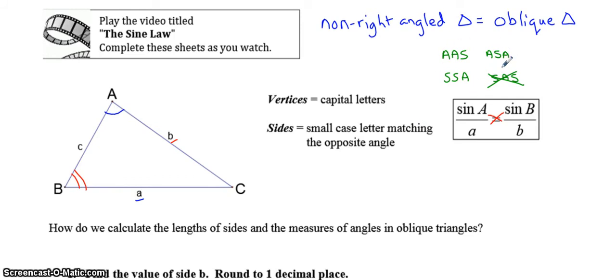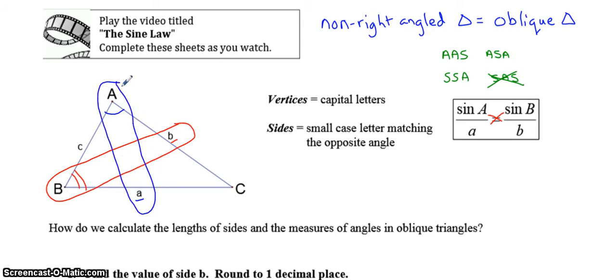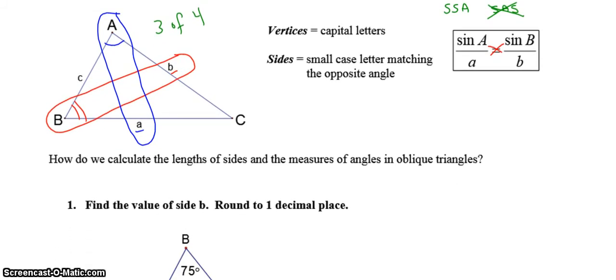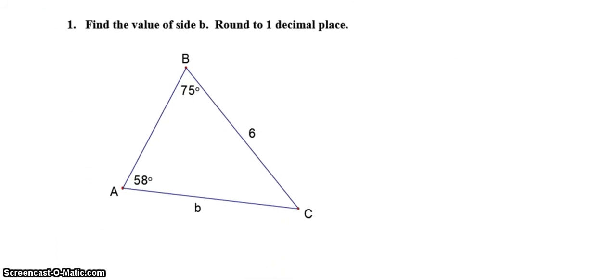Now, a lot of people don't understand these AAS, ASA, and SSA so much. So this is what I do. If we are solving, for instance, for side B, I can circle side B and its opposite angle, and then I can circle another matching pair of angle and opposite side, and if I know 3 of the 4 pieces of information, then I can use the sine law. So let's take a look at this example.